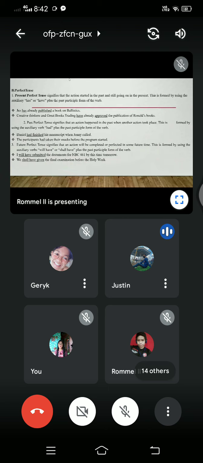Future perfect tense signifies that an action will be completed or perfected in some future time. This form uses the auxiliary verb will have or shall have plus the past participle of the verb. For example: We will have submitted the document for NBC 461 by this time tomorrow. The underlined words are will have submitted.